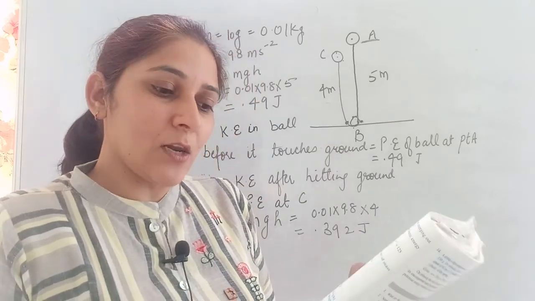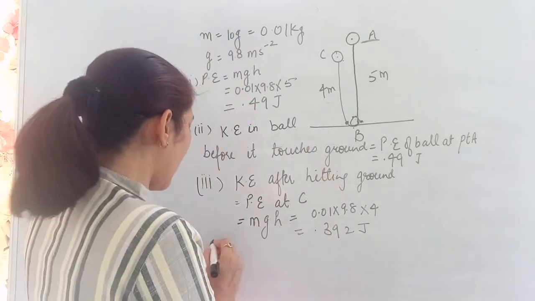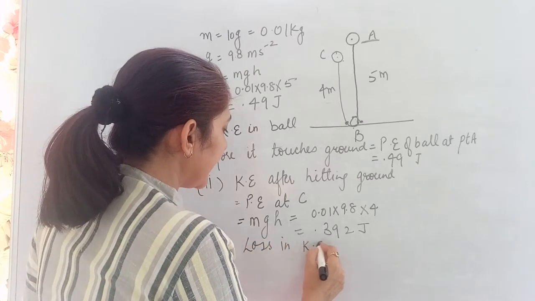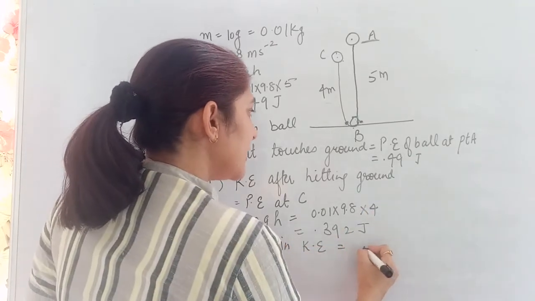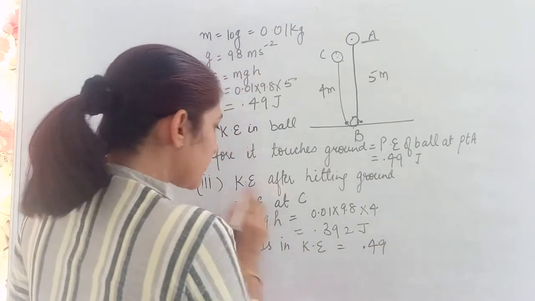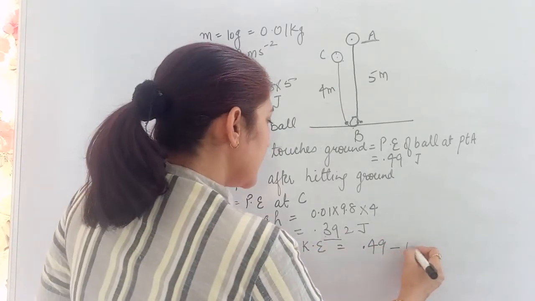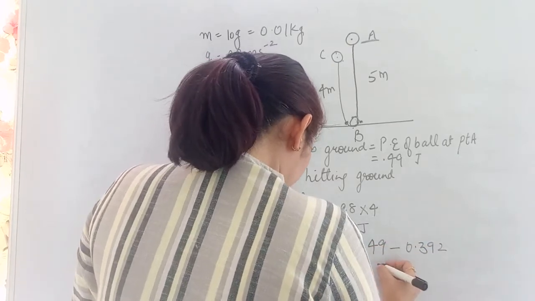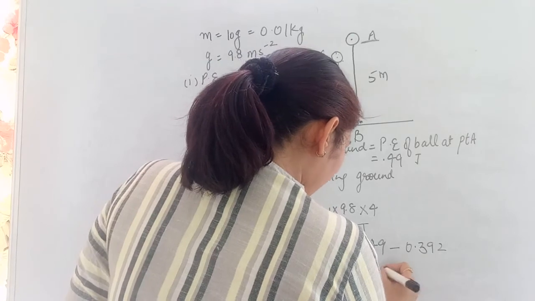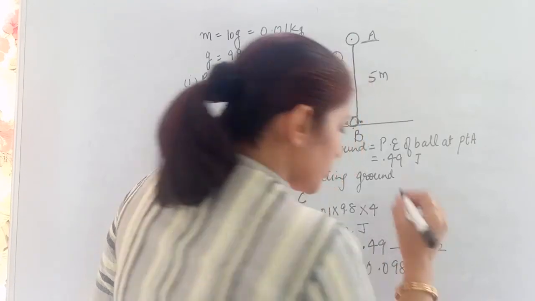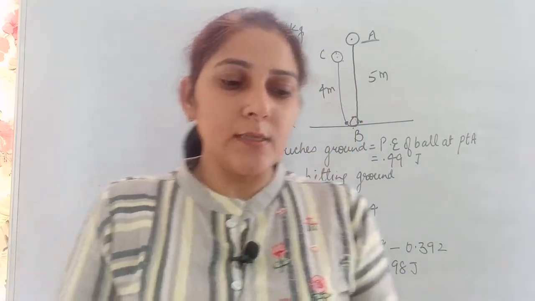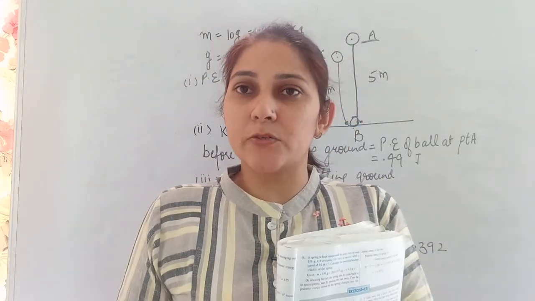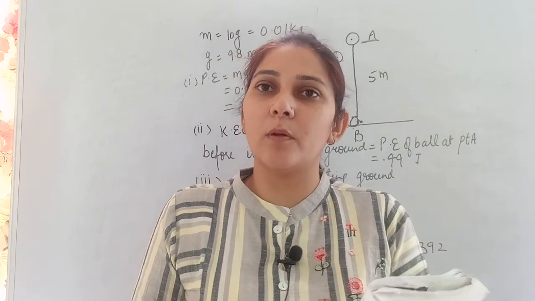Next is the loss in kinetic energy on striking the ground. So what will be the loss? Initial kinetic energy is 0.49. The next one after rebound is minus 0.392. This is the loss in kinetic energy, and that is given by 0.098 joules. This is what the numerical is saying. I hope now you are able to do all the numericals of 2B. Beta, please try those. If you are facing any problem, you can ask.